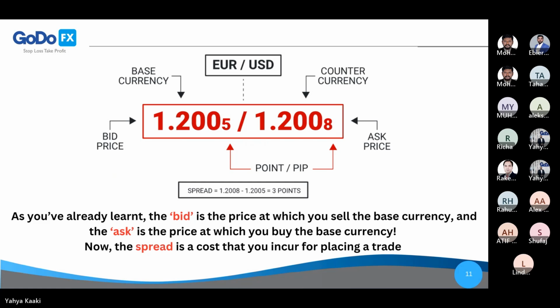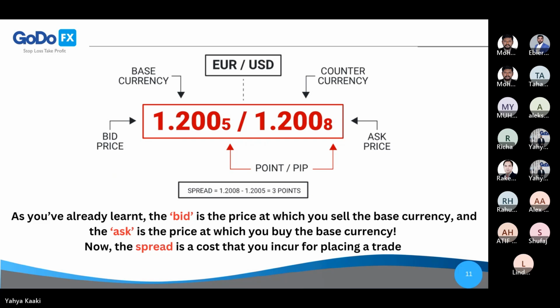So 1.2008 minus 1.2005 is 3 points. This is our spread. The bid is the price at which you sell the base currency, and the ask price is the price at which you buy the base currency. Now, the spread is the cost that you incur from placing a trade.